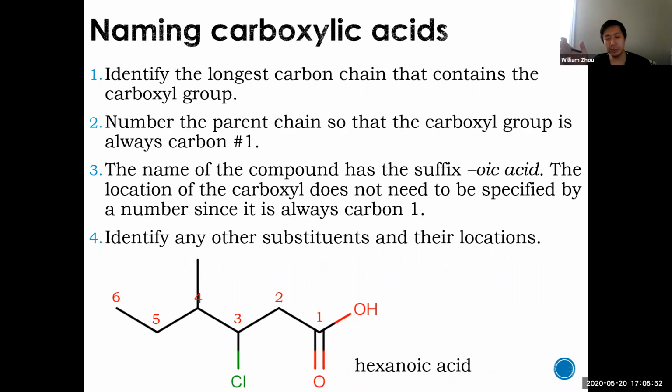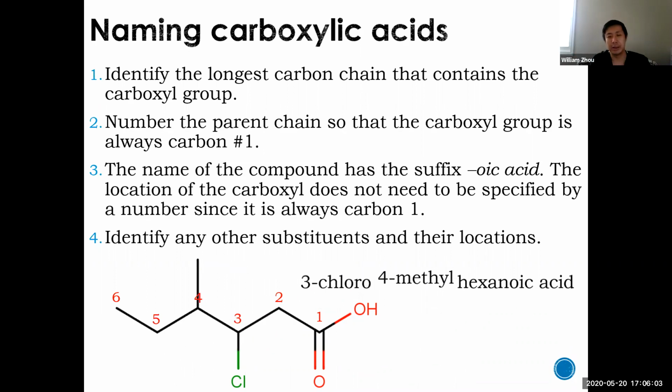And then you bring your attention to the substituents. That's a 3-chloro. That would be a 4-methyl. So put this together alphabetically. You have 3-chloro 4-methyl hexanoic acid. All right, so note the space between the word hexanoic and acid. So this is fairly simple. That's it. There's no tricks to this.